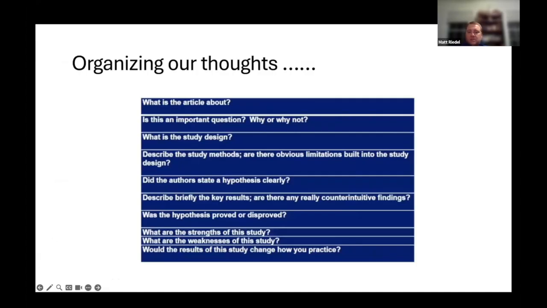Some thoughts as we work through each of these cases and articles, right? What's that article about? Is it a really important question, and why, or maybe why not? How did they design their study, and what were their methods? Were there any obvious limitations? I can promise you there are some limitations in a study such as this, given it's such a limited practice. Was there a clear hypothesis? What were the key results? Did they find anything that really was counterintuitive to what they expected? Did they prove their hypothesis, or did they disprove their hypothesis? Are there specific strengths or weaknesses we want to discuss? And would the results of the study or the case associated with it maybe change your practice or change how you view these injuries moving forward?